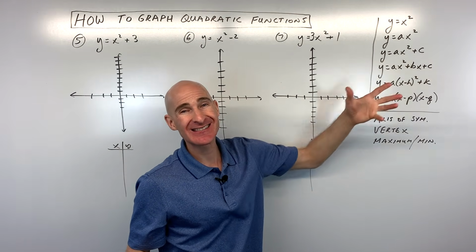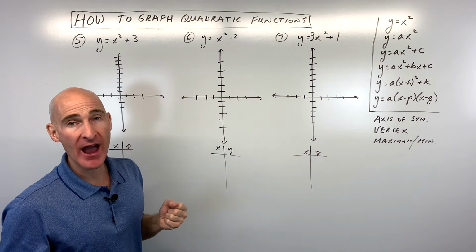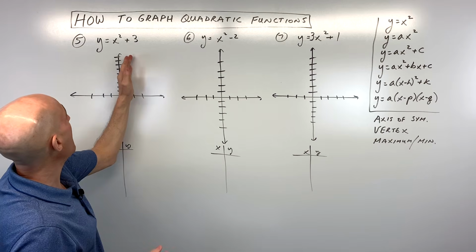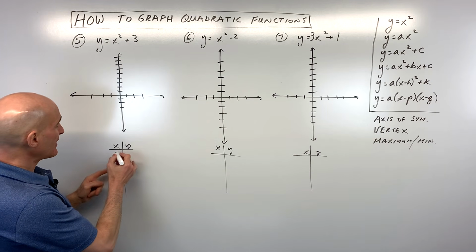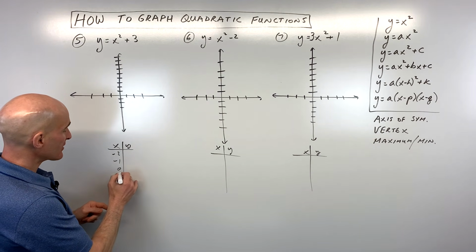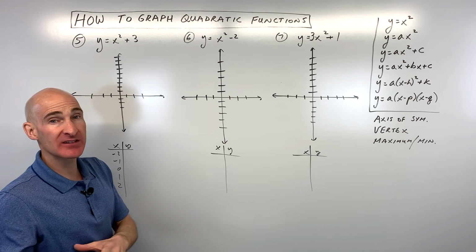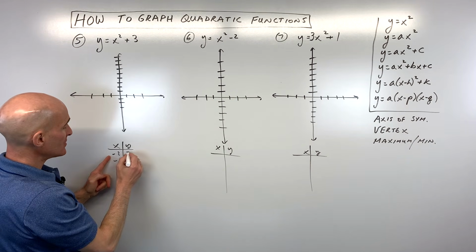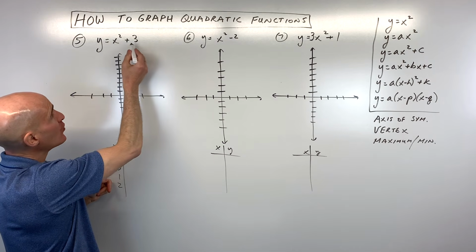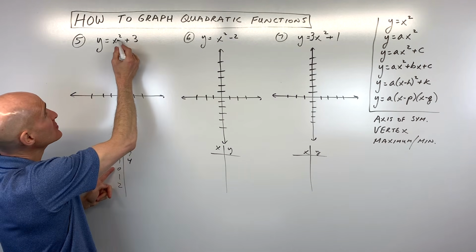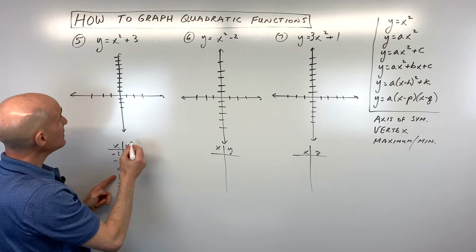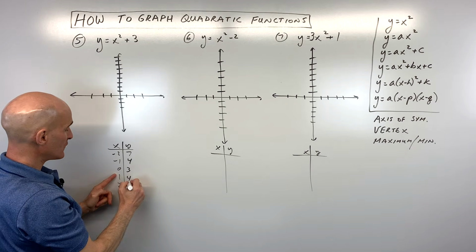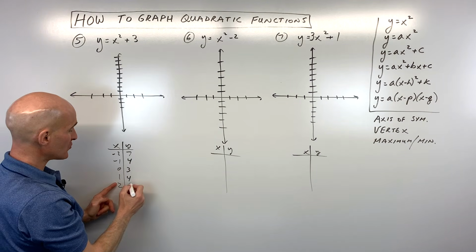Now, what do you think that c value does to the graph? Let's take a look in number 5. I'm going to make a table. I'm going to pick, like I did before, just some small numbers, a couple negative and a couple positive. I put -2 in. -2 squared is 4, plus 3 is 7. -1 squared is 1, plus 3 is 4. 0 squared is 0, plus 3 is 3. 1 squared is 1, plus 3 is 4. And 2 squared is 4, plus 3 is 7.